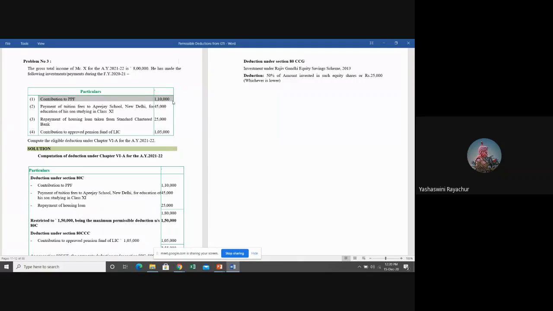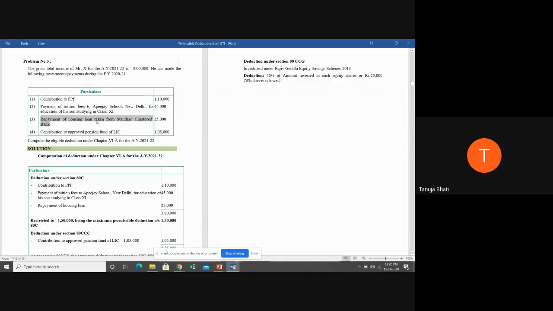80C. Very good. Now, payment of tuition fees to Apeejay School, New Delhi for education of his son who is studying in class 10. Sorry, who is studying in class 11. So tell me, can he get this deduction? Yes, ma'am. Very good. That comes under section 80C.